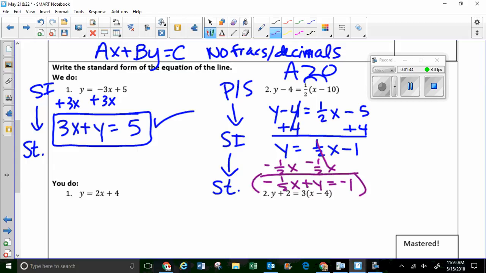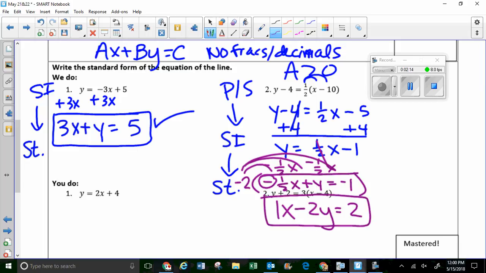So in order to get rid of the fraction, you multiply by the denominator, which in this case is 2. If I didn't have a problem with negatives, then I would only multiply by 2, but because I also want to get rid of this negative, I'm going to multiply it by another negative. So watch what happens when I distribute that negative 2 in. I end up with positive 1x, and then negative 2 times y is negative 2y, and negative 2 times negative 1 is 2. So that not only got rid of the fraction, but it also got rid of the negative.